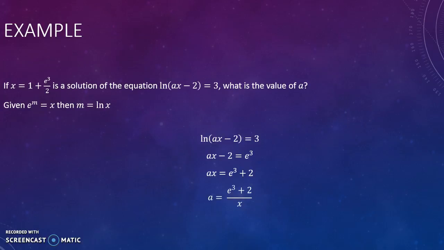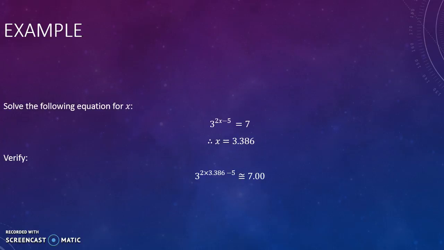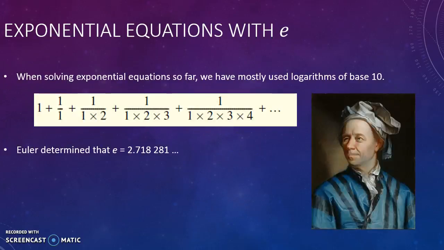The second example we're going to look at today: if x equals 1 plus e to the power of 3 divided by 2, and that's the solution for log of ax minus 2 equals 3, what is the value of a? So we want to solve for a. What we're going to use is that given that e to the power of m equals x, then m equals ln x. So what we started with originally here, we can use the natural log of that and put that as the power of Euler's number. So remember, e is just a number. It's what we looked at originally here, 2.718. It's on your calculator, usually down towards the bottom.